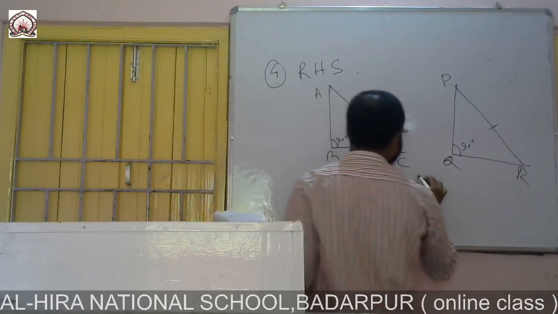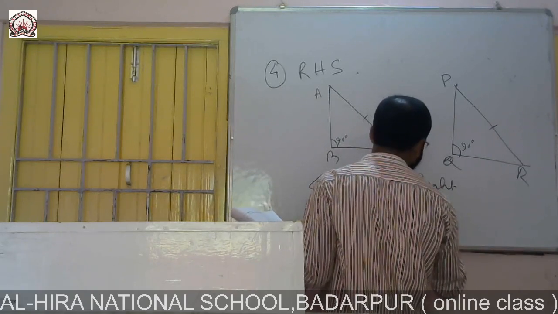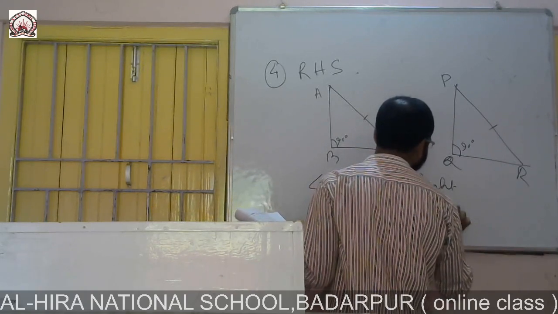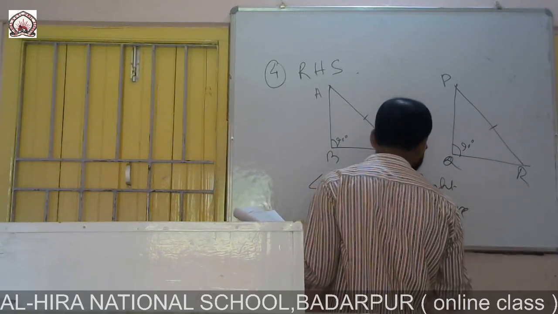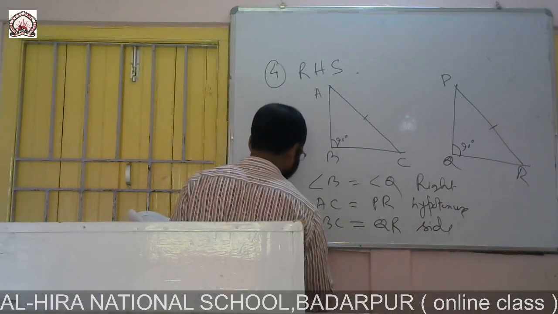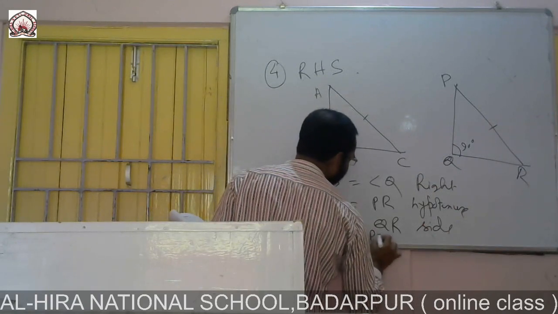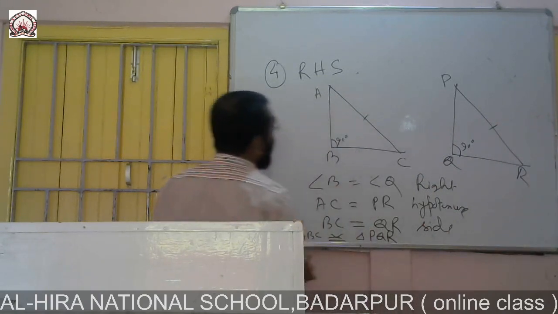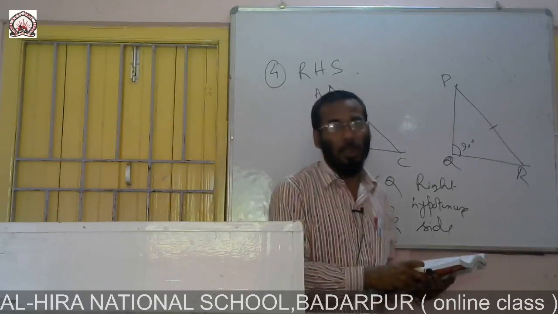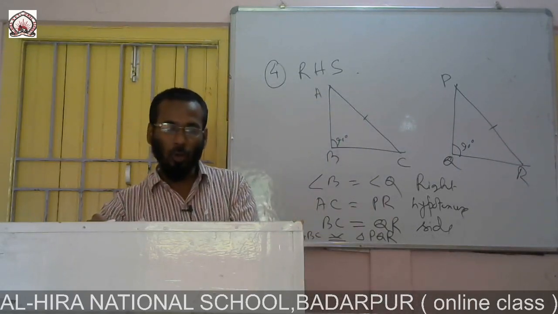So right angle, hypotenuse and side. This is the fourth condition. Then you can say triangle ABC is congruent to triangle PQR. So right angle, hypotenuse, side. So there are 4 conditions.